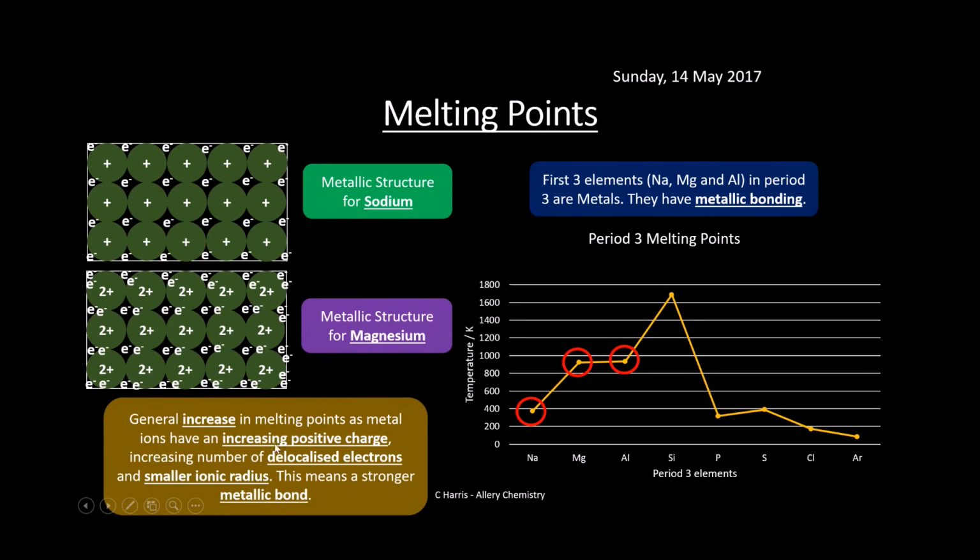Like I say, increase in positive charge, more delocalized electrons, smaller ionic radius, means we have a stronger metallic bond. Make sure you can talk about all these things, especially the bits that are underlined. They're key points. Okay, again, look out for period 2 because it's the same trend.